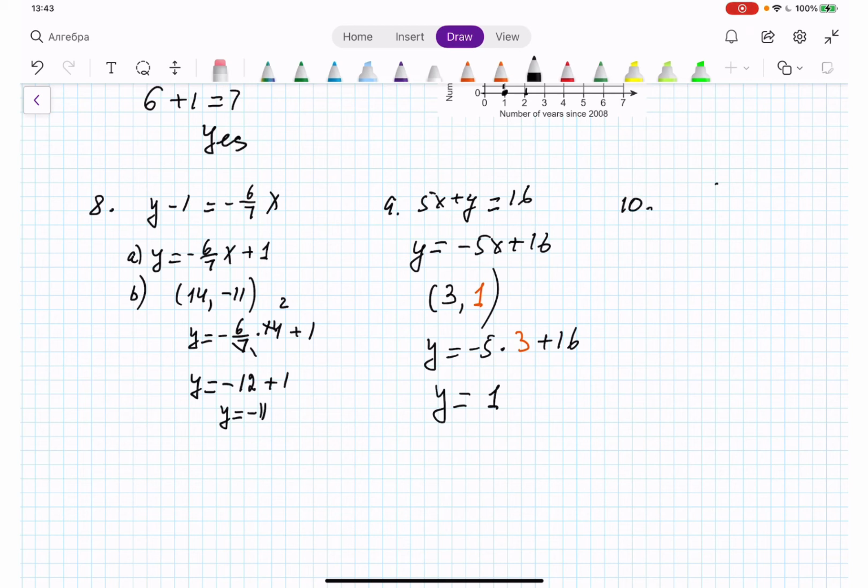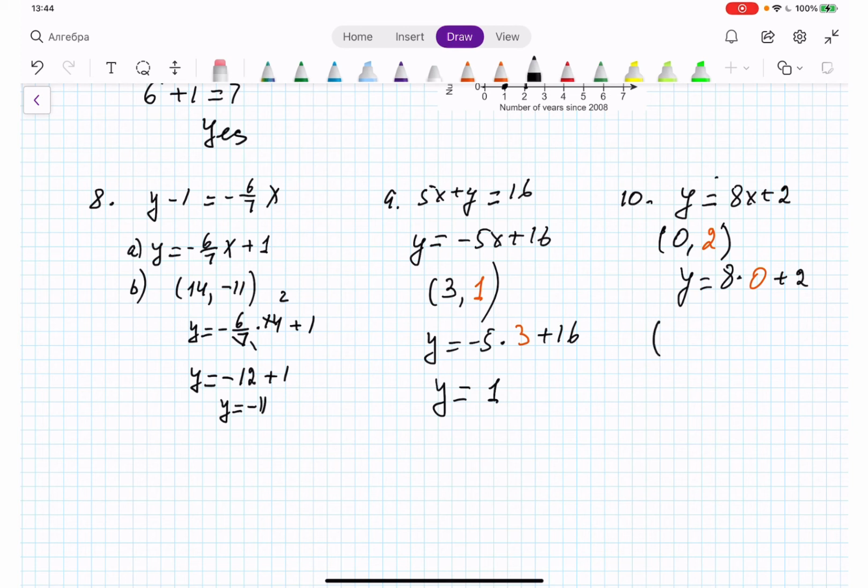We need to find the missing coordinates. Okay, if y is equal to 8x plus 2, then if the x coordinate is 0, y is going to be what? y is equal to 8 times 0 plus 2, right? 8 times 0 is 0, and we have left 2. Right?